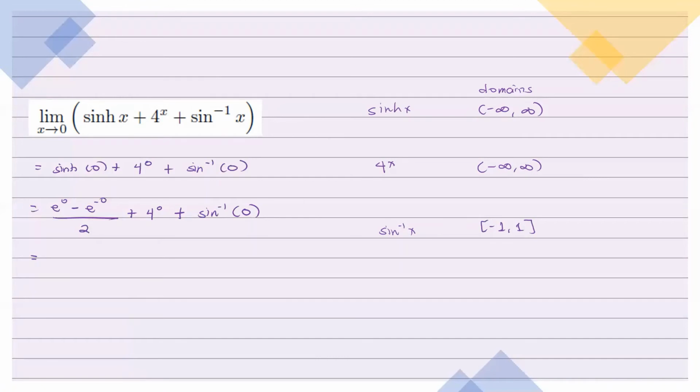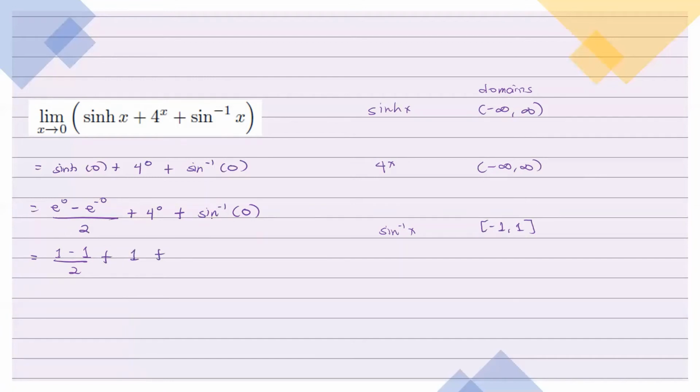Okay, so let's see. A non-zero number raised to 0 is equal to 1. That's a property of the exponential function, di ba? So here we get 1 minus e to the negative 0. That's the same as e to the 0, so we get 1 still. Here, we are raising again a non-zero number to the 0, so we get 1 pa rin.